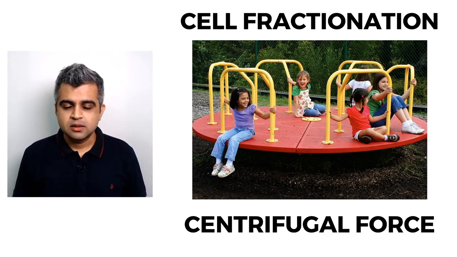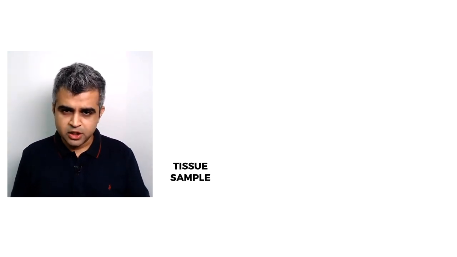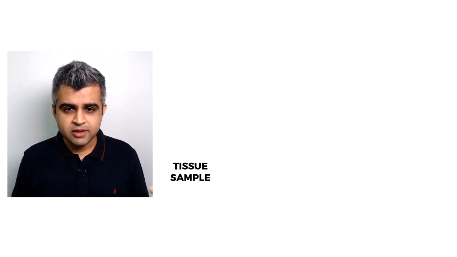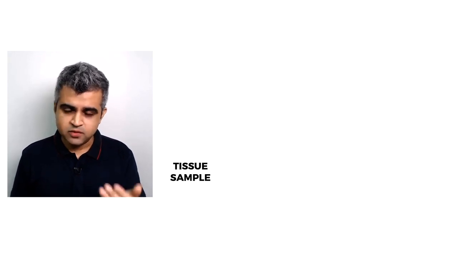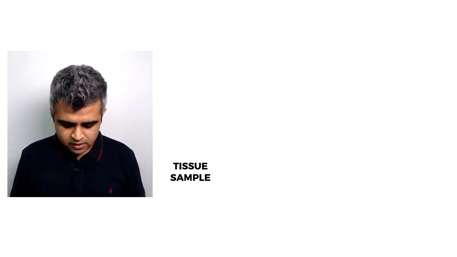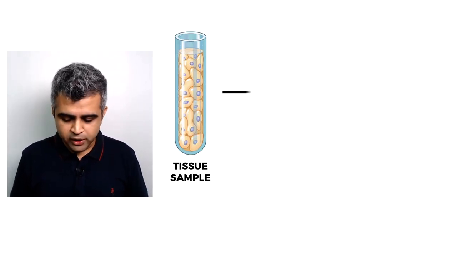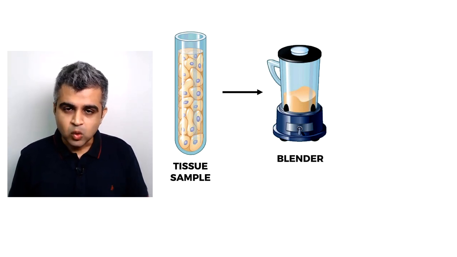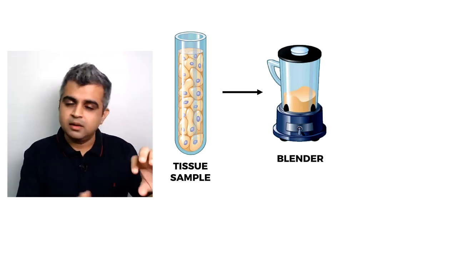Okay, so how does this whole process work? The first thing you need is a tissue sample, meaning tissue which will have all the cells that you want to study. For example, if you want to study the liver cell, you will take a piece of the liver, and this liver tissue will have all the liver cells which you want to study. You will take this tissue sample in a test tube and you will literally put it in a blender. This whole tissue, which is going to have some liquid, you'll put in a blender.